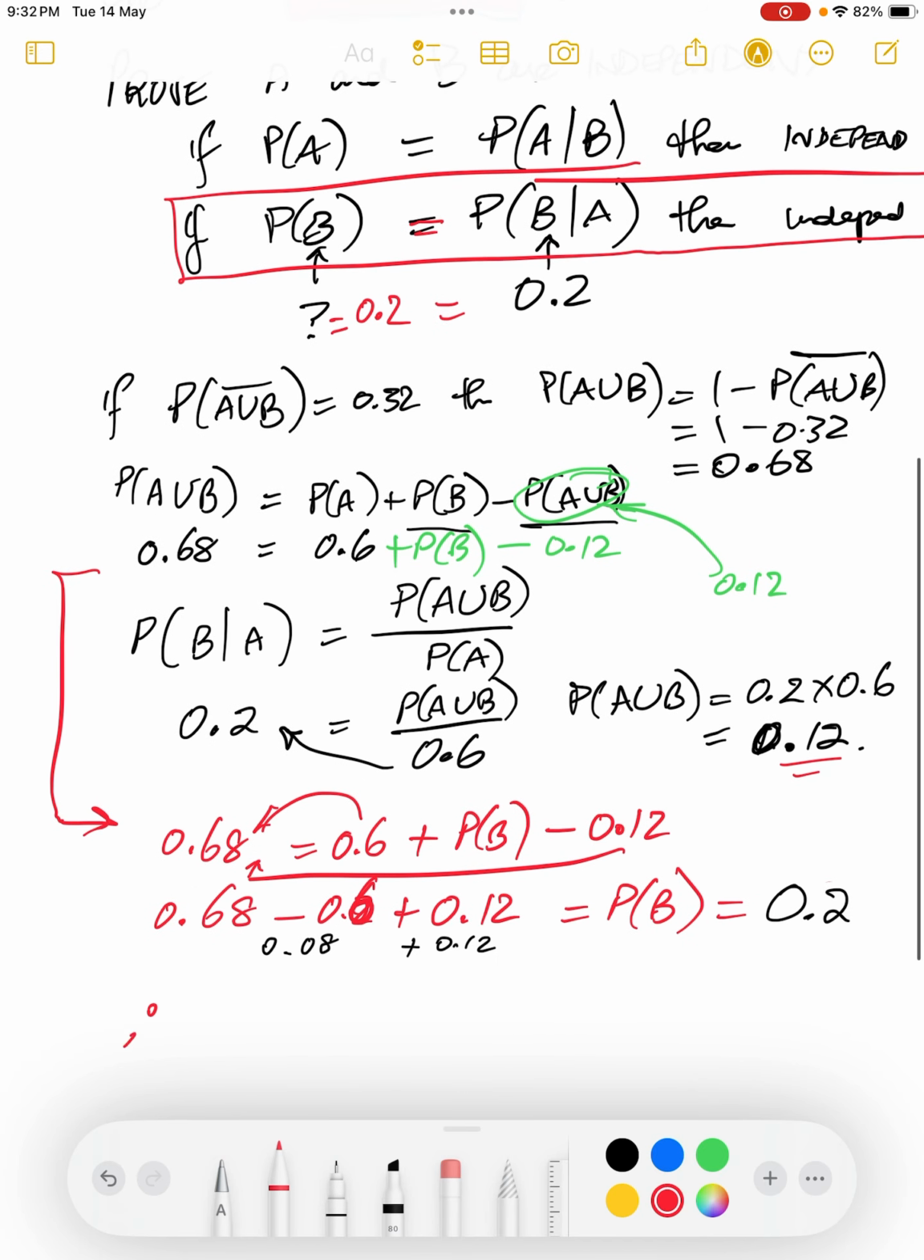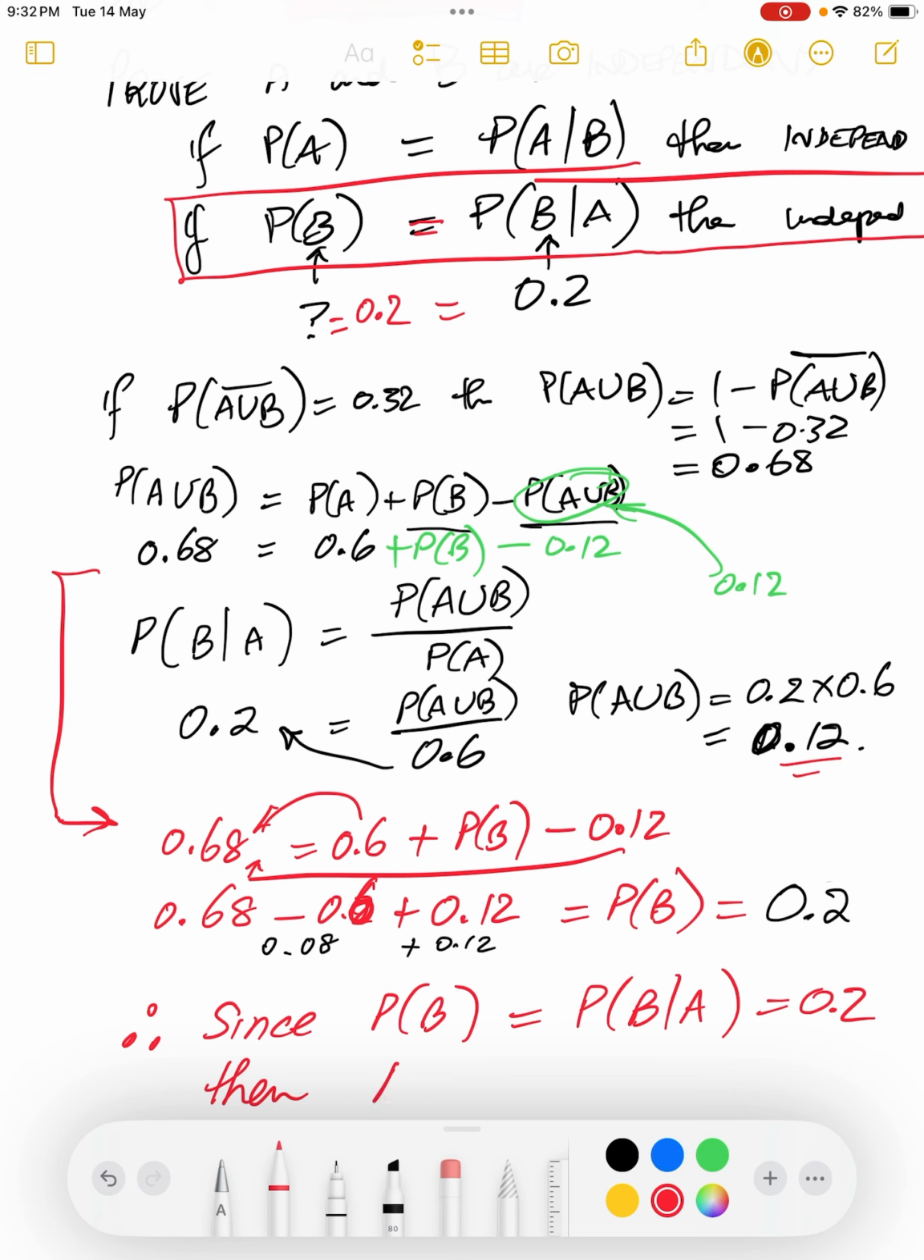So we say therefore, since the probability of B does equal the probability of B given A, because they're both 0.2, then A and B are independent events. It means that they don't affect each other. If B happens, it still doesn't change the probability of A, and if A happens, it doesn't change the probability of B, because it's still 0.2, even though A happens, it's still 20%.